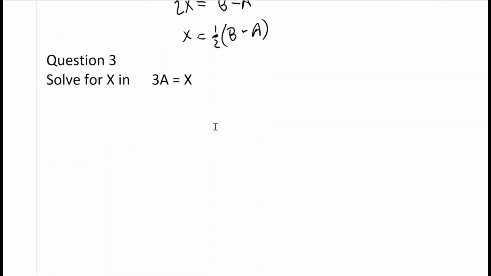Similarly here, if we're trying to solve 3A equals X, then you would times both sides by a third. So you'd kind of get a third of 3A equals a third of X. And then that would simplify it down to give you, sorry, that should say solve for A, not solve for X. That would give you A equals a third of X, something like that.